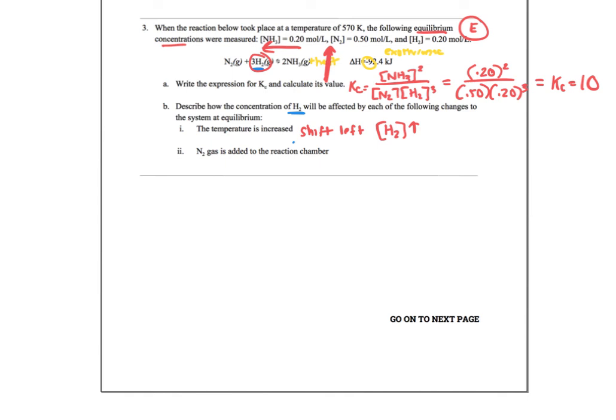Now, what if I add N2? So I'm adding some of my reactant. That means we are going to shift towards the product side, so we are going to shift right, and that's away from where H2 is, so that means the concentration of H2 will go down as a result. So there's a little bit of equilibrium and a little bit of Le Chatelier's.